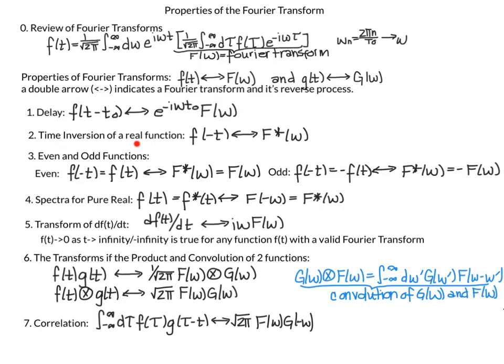I am going to skip the derivation for the even and odd functions as well as spectra for pure real, but I am going to do this transformation. If we know the Fourier transform of f of t, how does that relate to the Fourier transform of the derivative of f of t? And just a note, we're going to use this fact over here. Without it, we can't finish this, we can't come up with this property here.